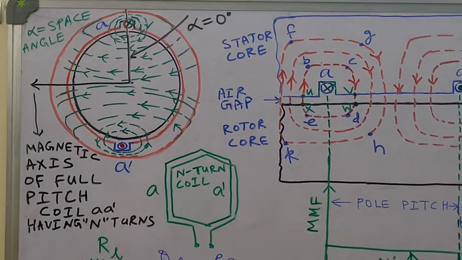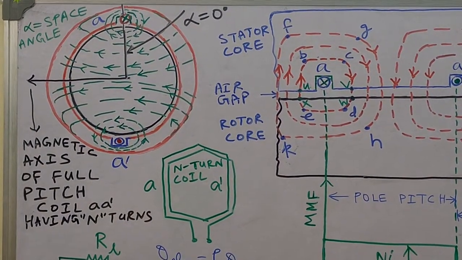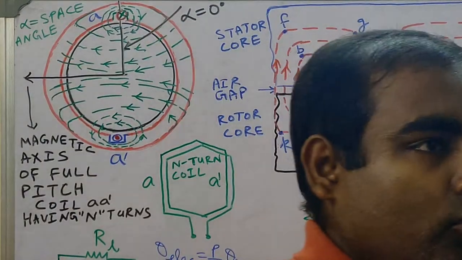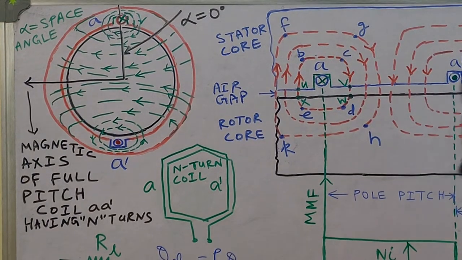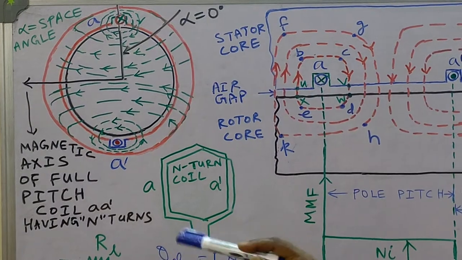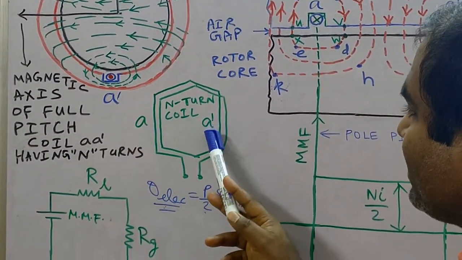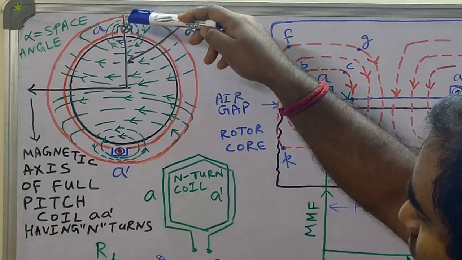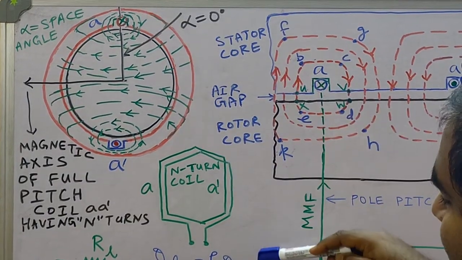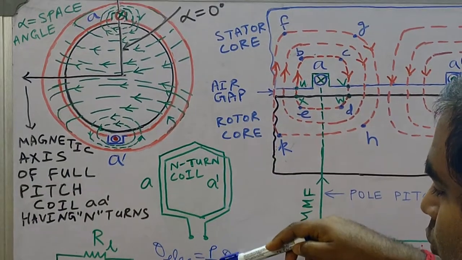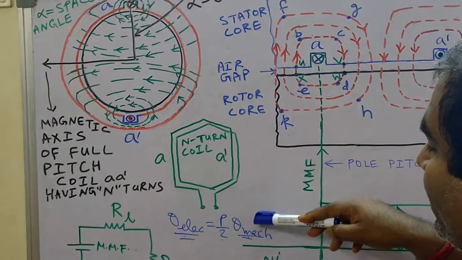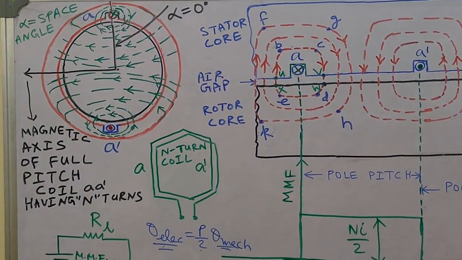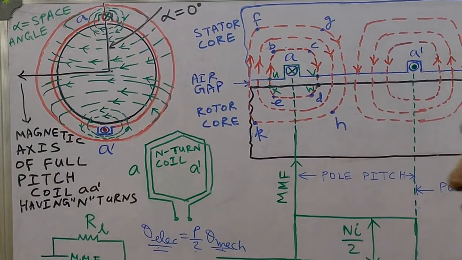As I have said in the beginning, we will be deriving the space distribution of MMF for a single coil, but that single coil happens to be a full pitch coil. By definition of this full pitch coil, we mean that the coil span should be 180 degree electrical. So you see the two sides of the coil. This is my coil, this is coil side A and this is coil side A dash. The two coil sides A and A dash are placed diametrically opposite, so mechanically they are 180 degree apart. If theta mechanical is 180 degree and the number of poles is 2, the 2 gets cancelled, so you get theta electrical to be 180 degree also. So you see it is actually a full pitch coil. Now although it is a single coil, this coil has n number of turns, where n is a positive integer.